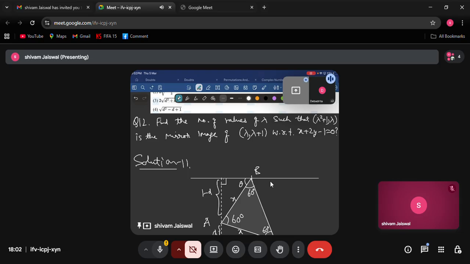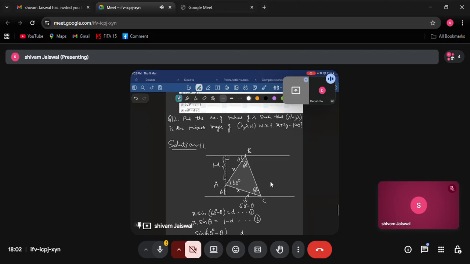Okay, so everyone, let us start. We need to find out the number of values of lambda such that lambda square plus 1 is the mirror image. Okay, let us start.